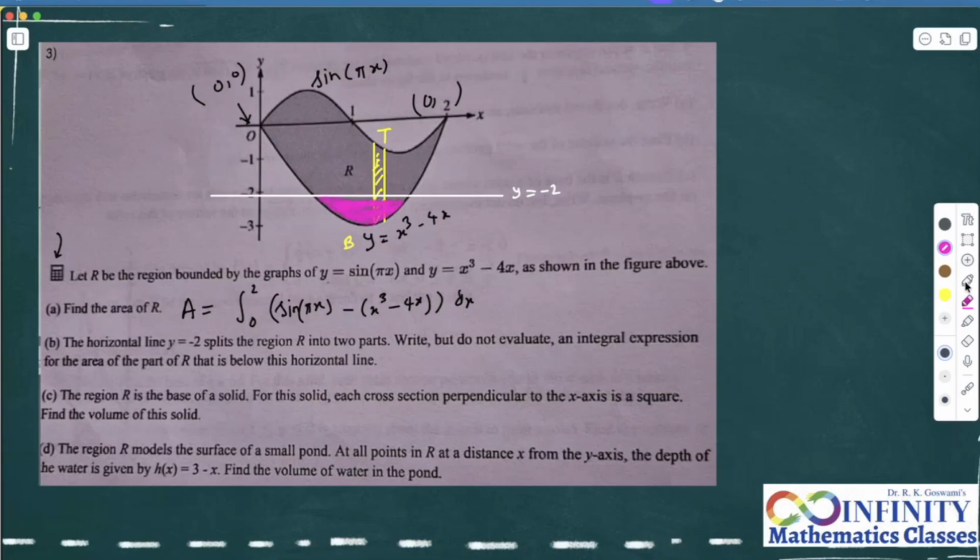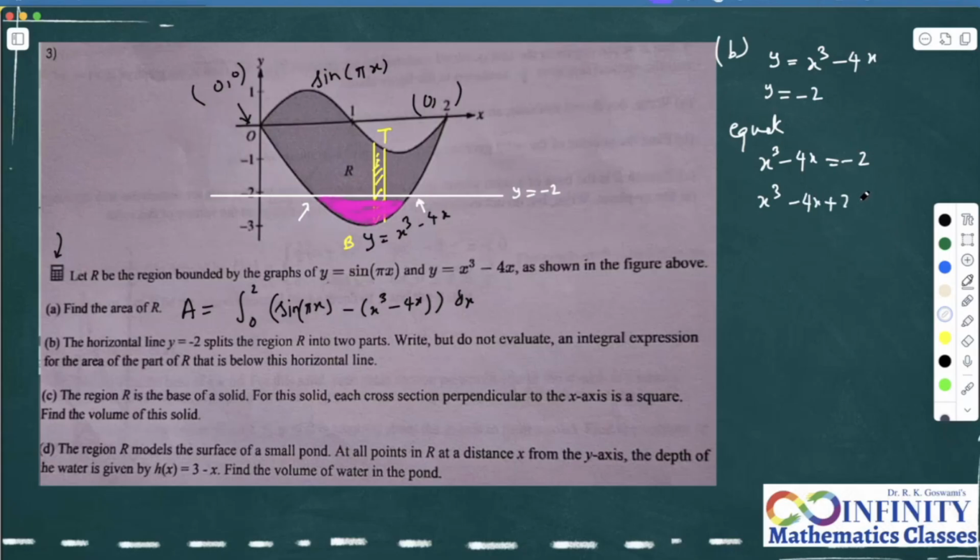In order to get the area, you need the point of intersection. Yes or no? Right. So for the part B, there is a cubic expression y equals x cube minus 4x, and there is a line y equals minus 2. So let me just equate them. So I will be having x cube minus 4x equals minus 2. So x cube minus 4x plus 2 equals 0. We need to just look for the values of x for which it is going to be 0.